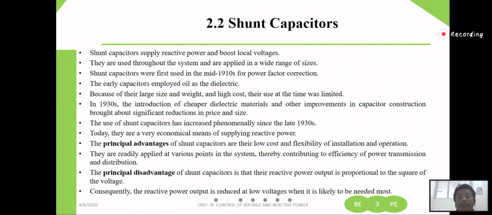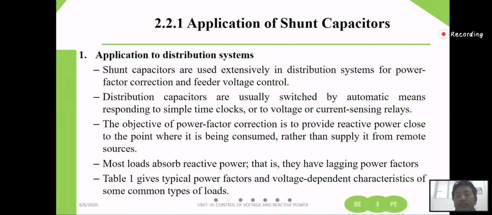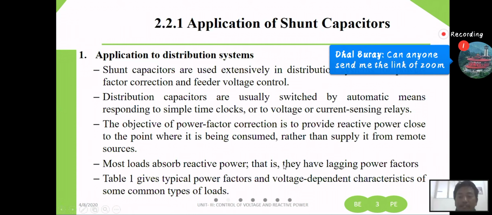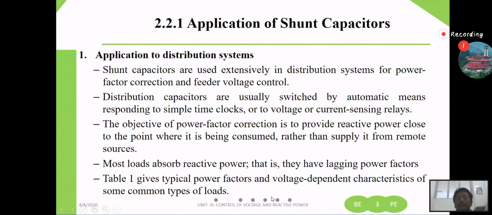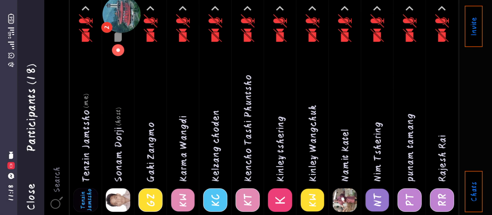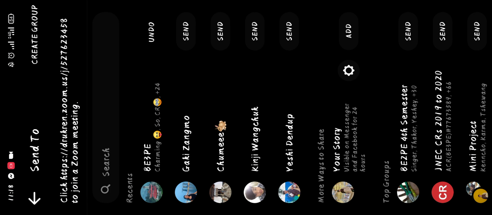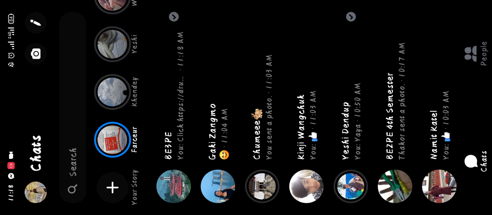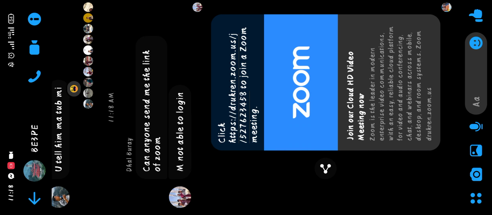Okay, so then let's see the application of shunt capacitors. You know a little bit of the theory on shunt capacitors. It has to supply reactive power to boost the local voltage, which means we can try to control it. The advantage is that, and the disadvantage is that its reactive power is directly proportional to the square of its voltage. Even then, whether to choose a shunt capacitor or a reactor, or later on we'll see active compensation, which one to choose depends on you. Wherever it is required, it will depend on this. But even then, this shunt capacitor has applications.